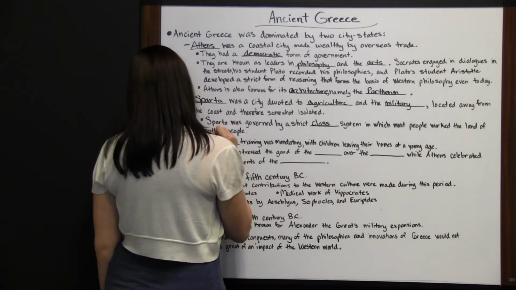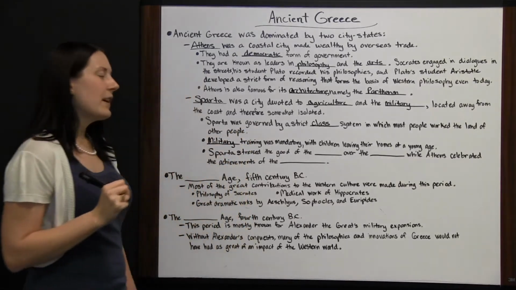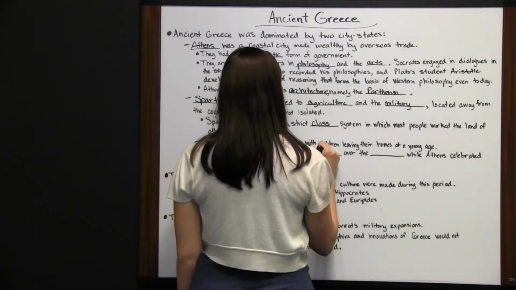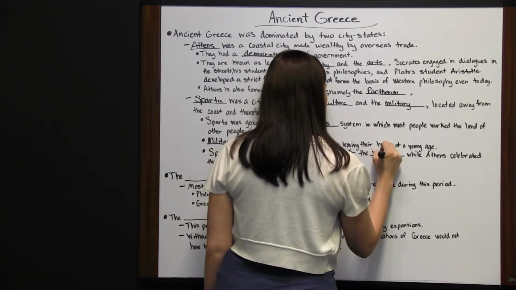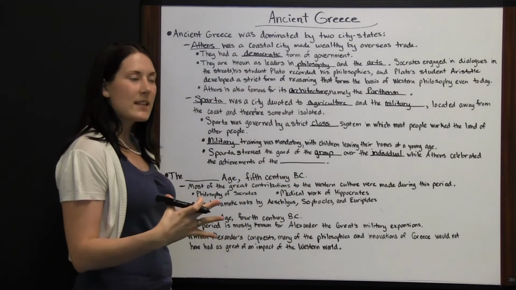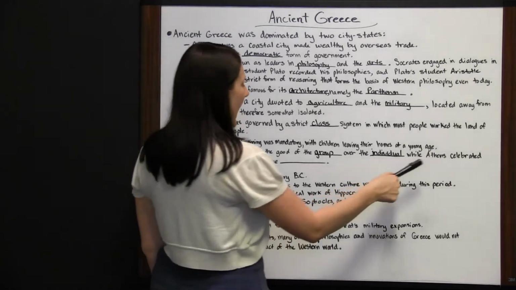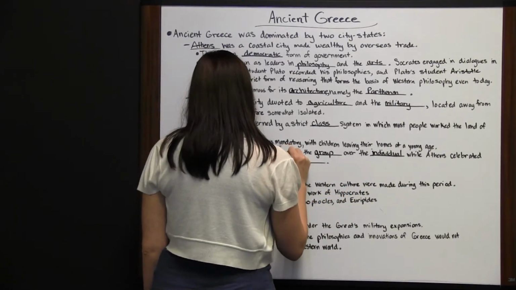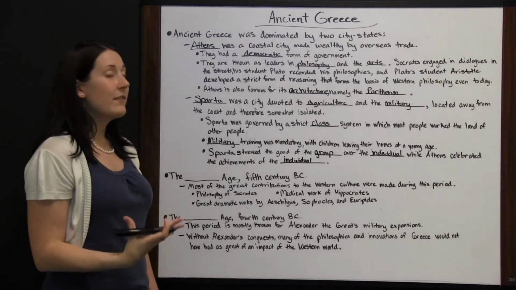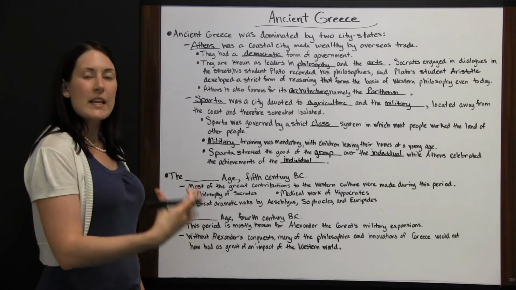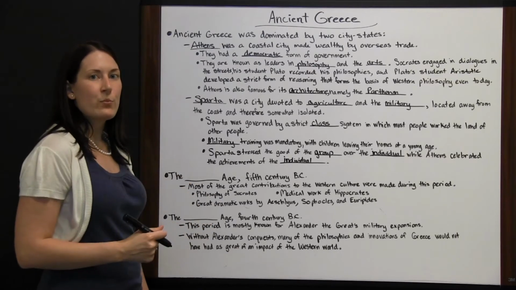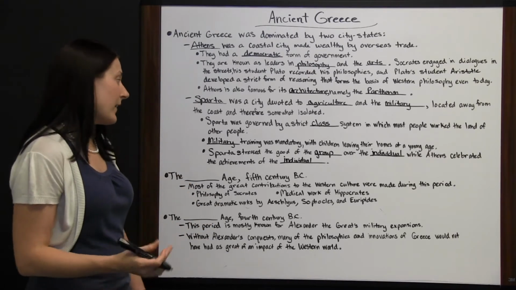Military training was mandatory, with children leaving their homes and families at a very young age to go off and train. Sparta stressed the good of the group over the individual. So they didn't value one person as much as they valued the good or the success of their group, of their culture as a whole, while Athens celebrated the achievements of the individual. And you'll remember Athens was a democracy. Athens celebrated philosophy and the arts, and so they were more focused on the individual's value, where Sparta was more focused on the value and success of the group versus just one individual succeeding or surviving.